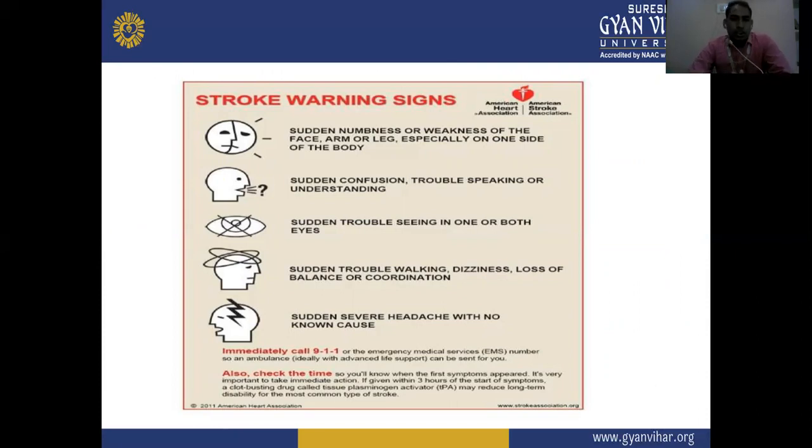Next one is stroke warning signals. Stroke warning signs like sudden numbness or weakness of the face, arm or leg, especially on one side of the body.